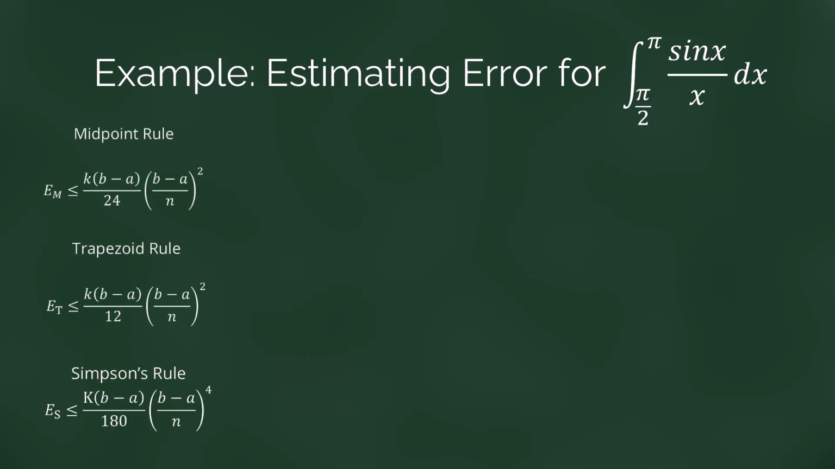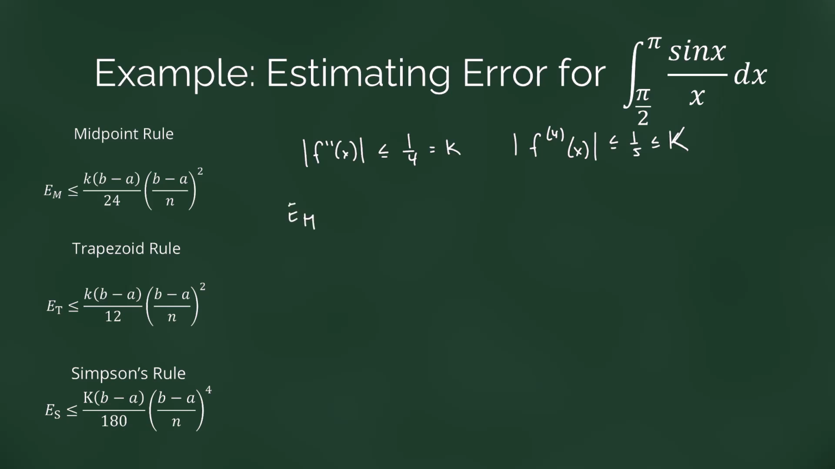Okay, so now we just saw that the absolute value of the second derivative was less than or equal to 1/4, so we're going to let that be our little k, and that the absolute value of the fourth derivative was less than or equal to 1/5, so that's going to serve as our big K in our Simpson's approximation. So now we can go about actually computing the upper bound on the error for each of these.